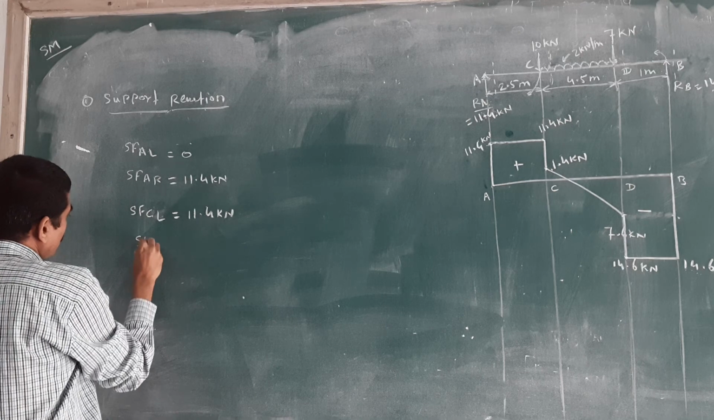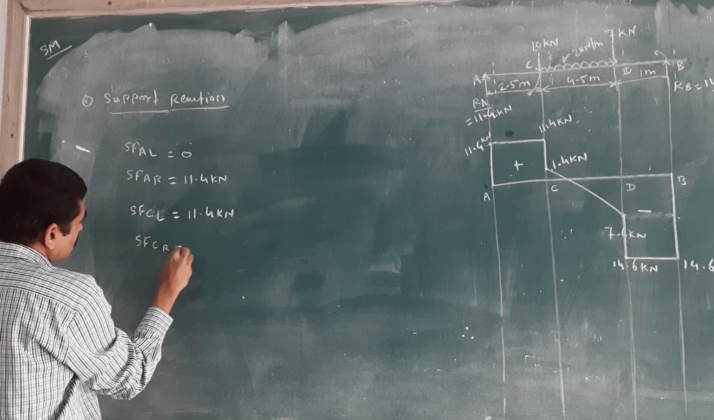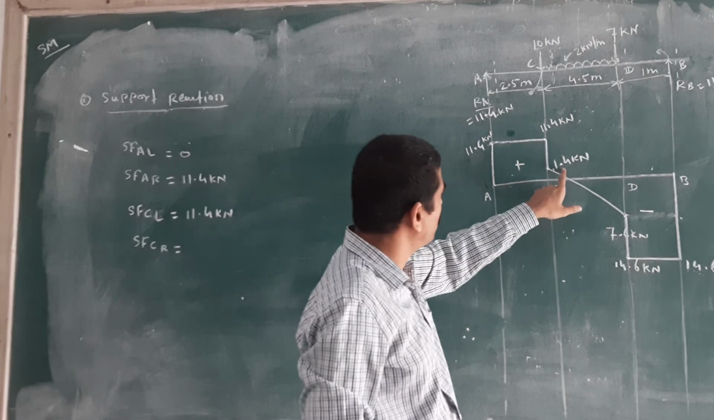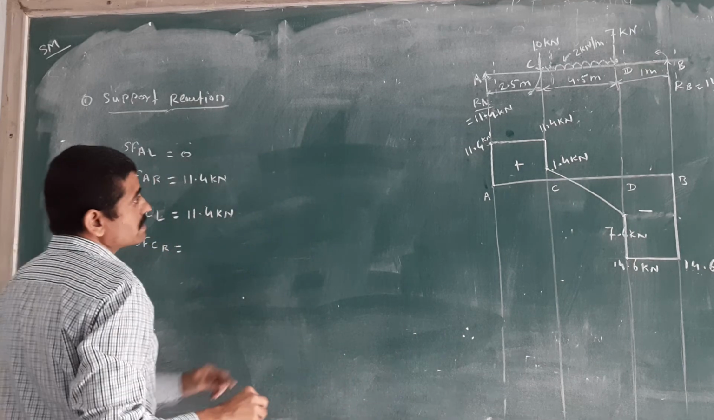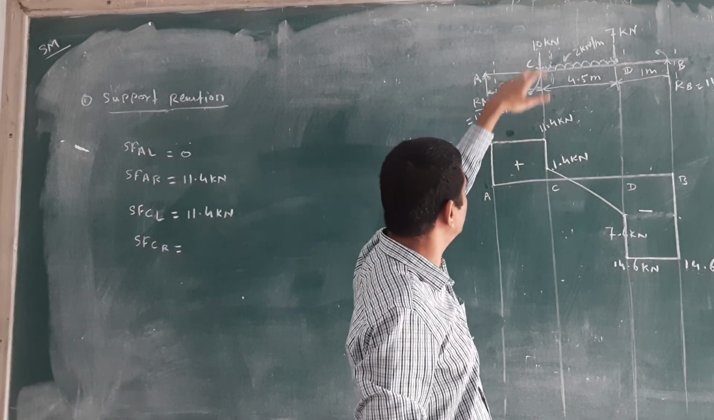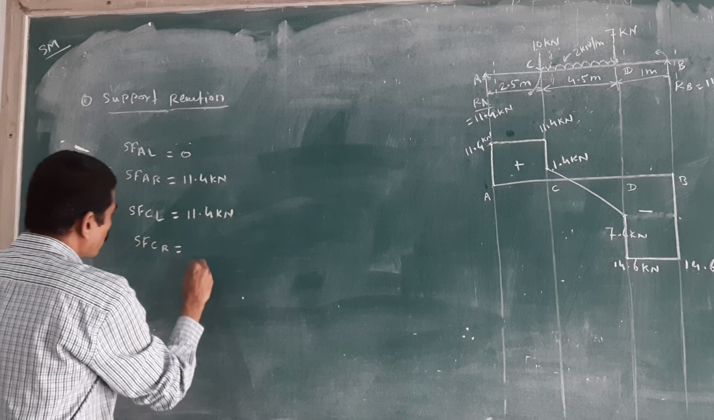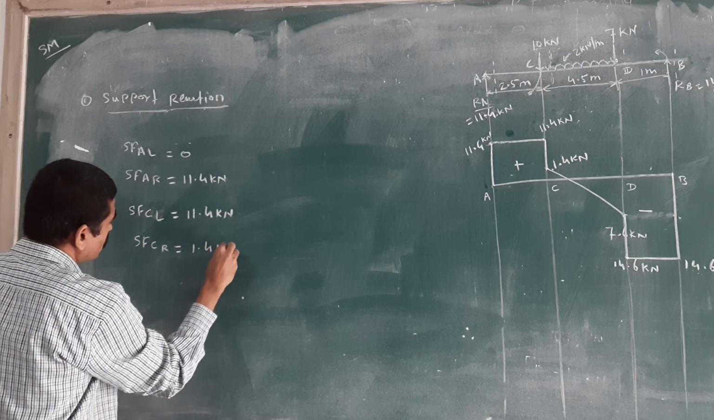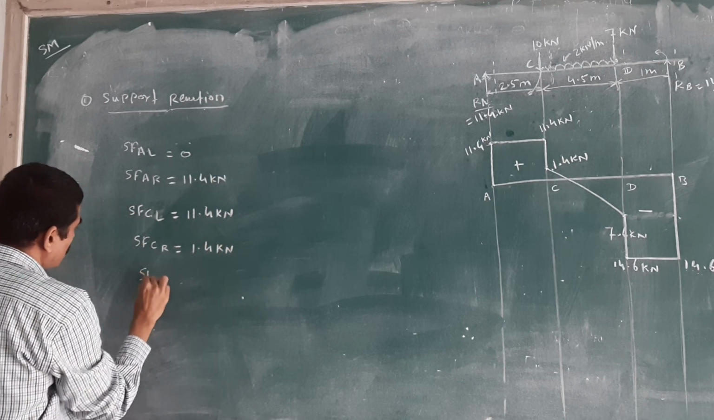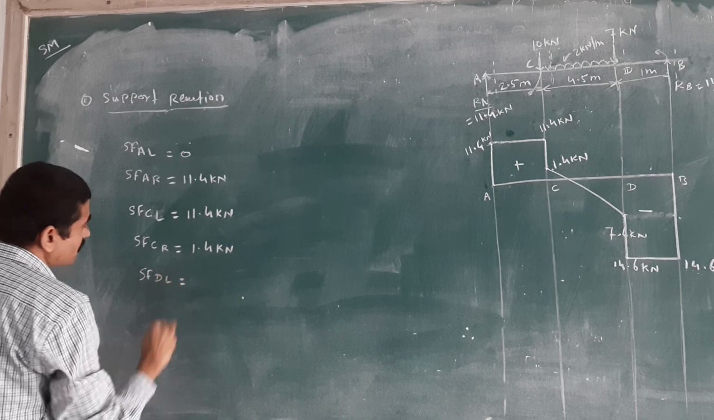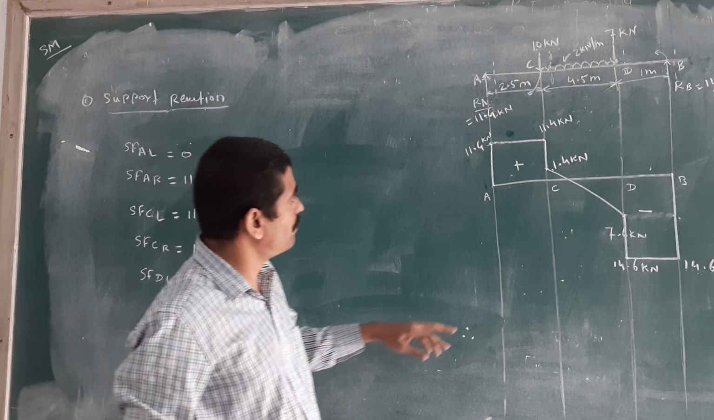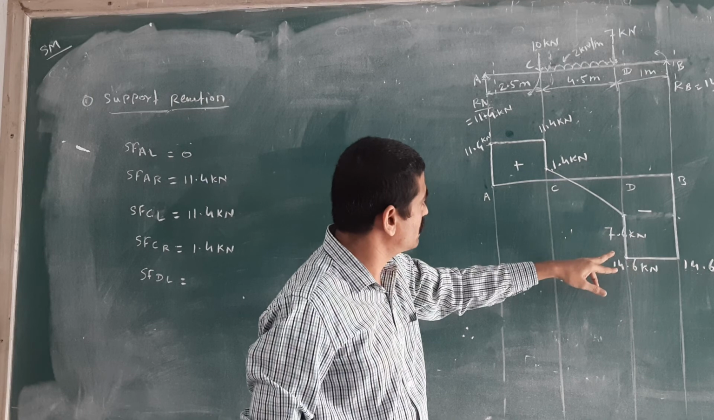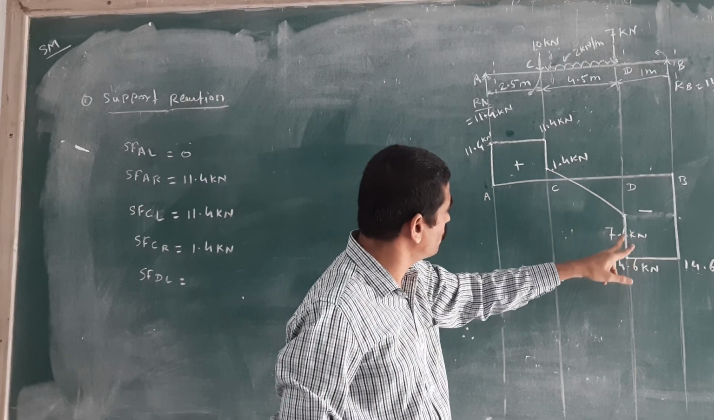Okay, then SF at C point, just right side. How much value will we get? 1.4 kilonewton. Means 11.4 minus 10, you will get the 1.4 kilonewton positive. Okay. Then SF at D point, just left side. Check that. SF at D point just left side. Here also we will get the 2 points.